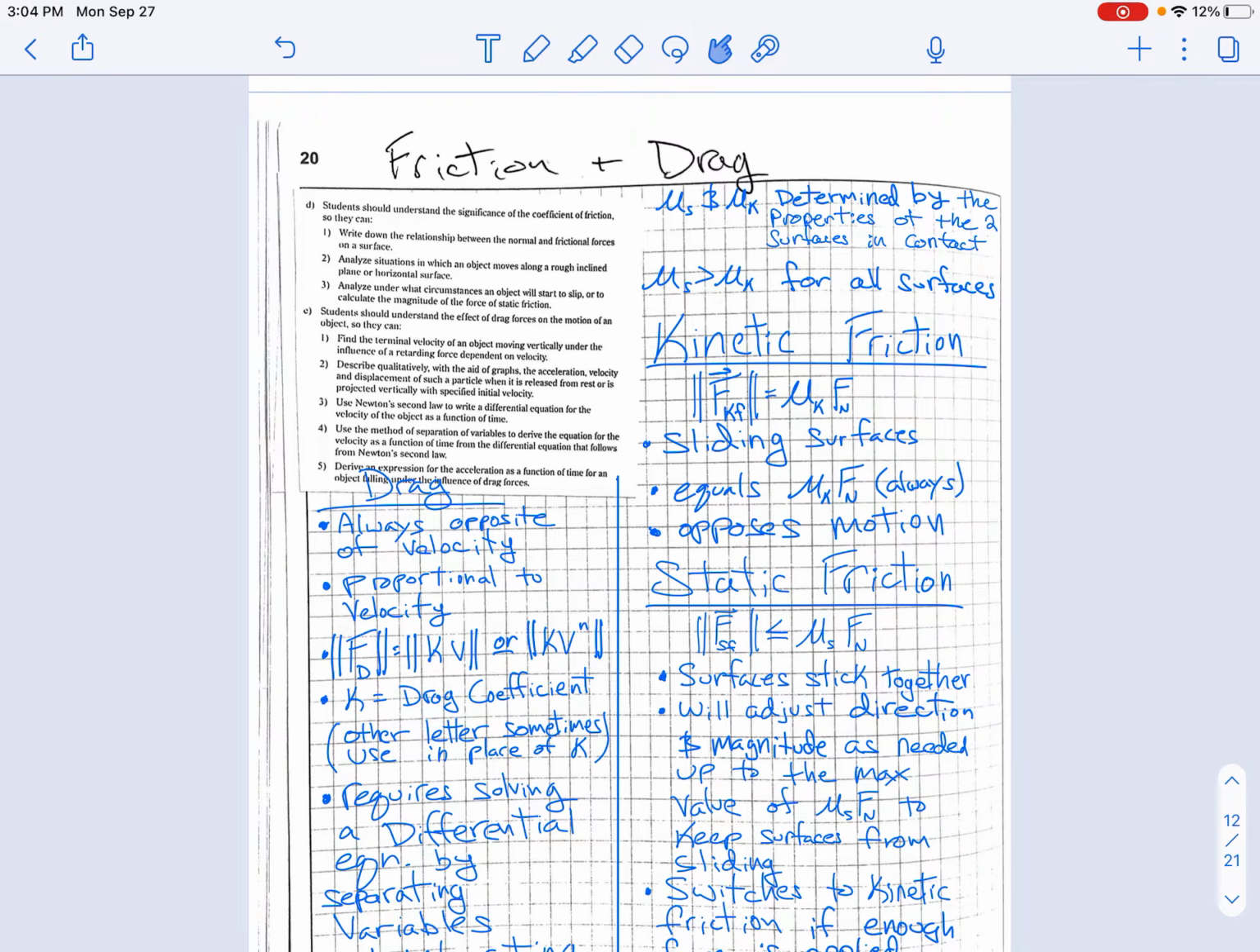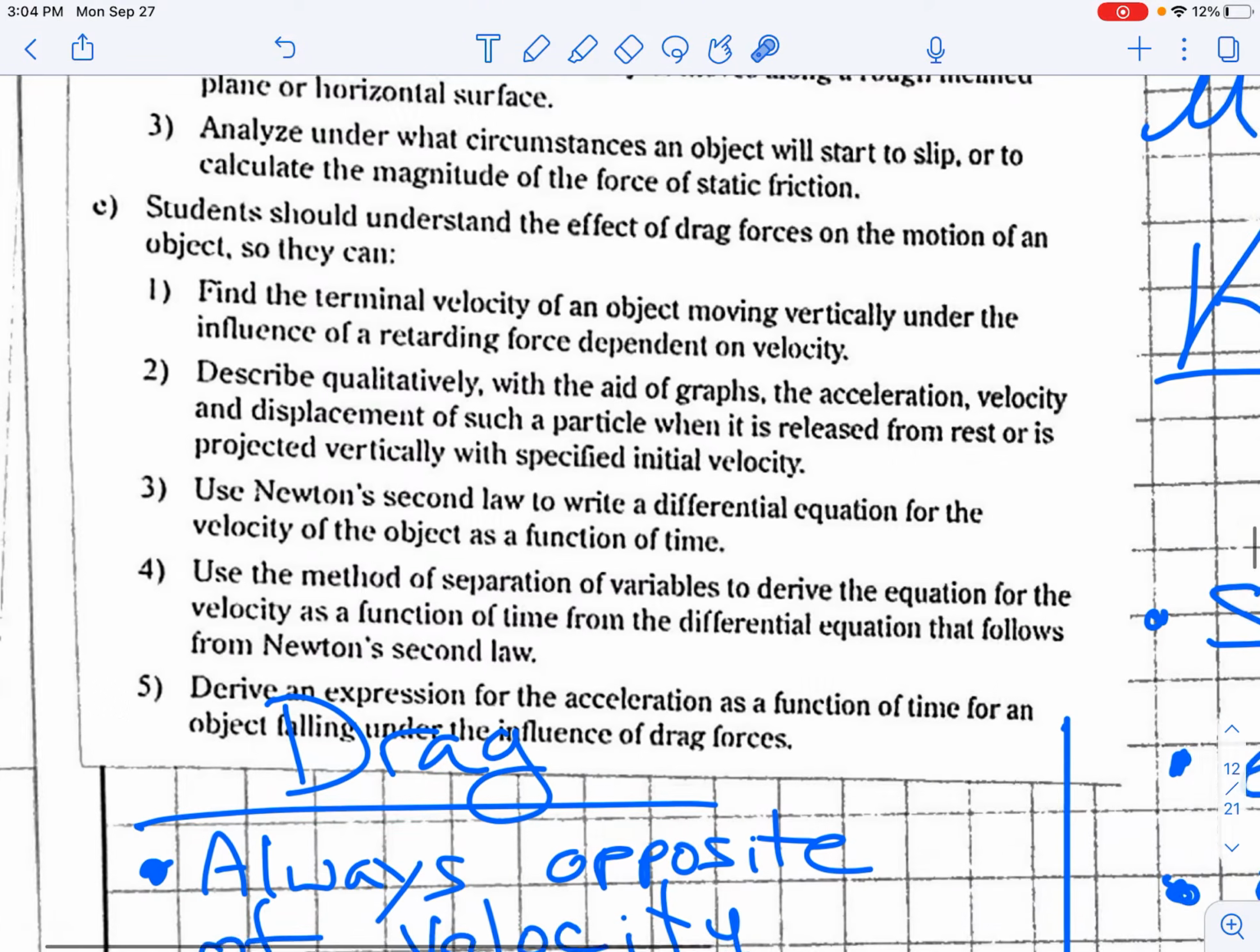All right, Physics C, we're going to be going over some information about drag. I'll have this video and then one other one for you to watch. So we'll start off on page 20 with the standards, and then we'll look at a few example situations.